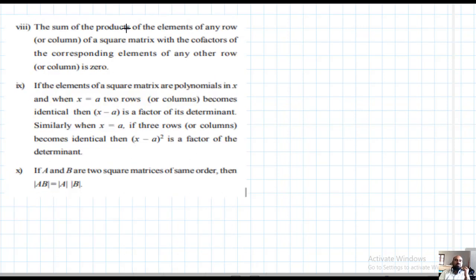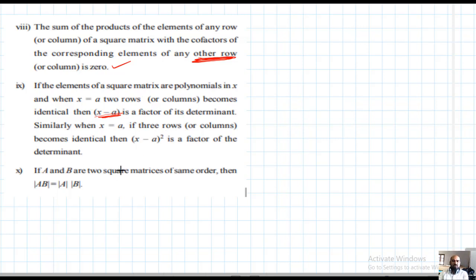The sum of the products of the elements of any row or column of a square matrix with the cofactors of the corresponding elements of another row is equal to 0. If the elements of a square matrix are polynomials in x, and x equal to a makes two rows identical, then x minus a is a factor of the determinant. Similarly, if x equal to a makes three rows identical, then x minus a whole square is a factor of the determinant.